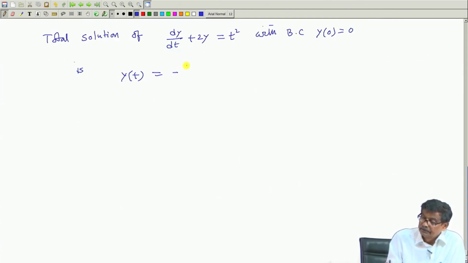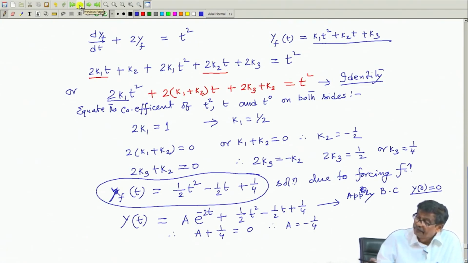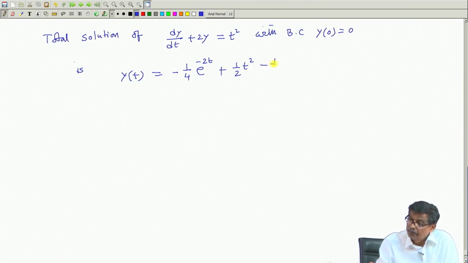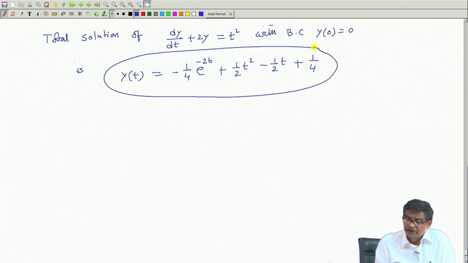So, minus 1 by 4 into e to the power minus 2t, then k1 t square, k1 was minus of, plus, then k2 into t minus half t plus 1 by 4. This will be the solution. You can verify at t equal to 0, it must give rise to 0, is it?